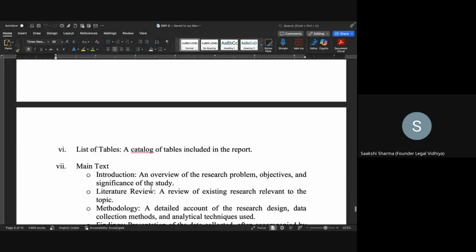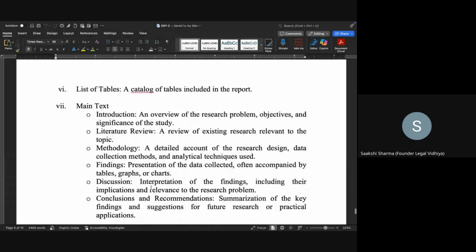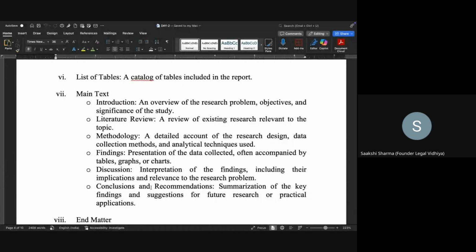Then comes our main body. Now main body में आता है हमारा introduction, that is an overview of your research problems, objectives and significance of the study. Then comes the literature review. That is, what are the existing literatures that you have gone through, and you explain them in a very short manner. Then comes the research methodology that you will be using. There are various kinds of research methodologies. There's empirical research, there is doctrinal, non-doctrinal, there's quantitative, qualitative, descriptive, analytical.